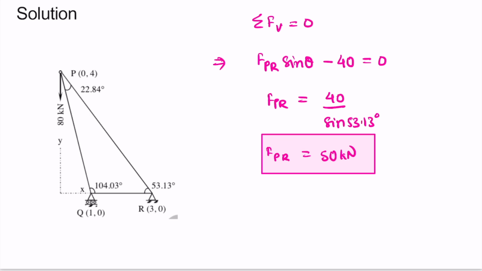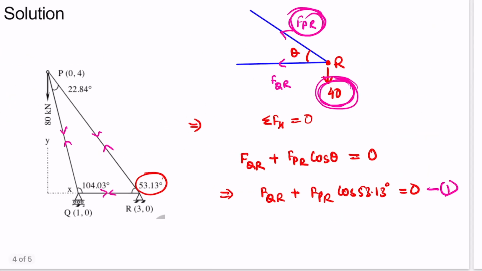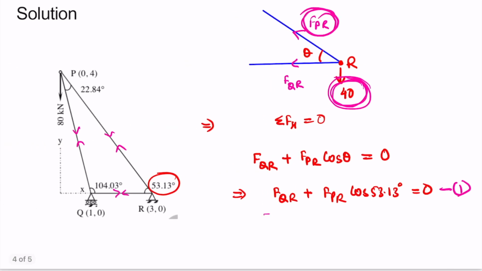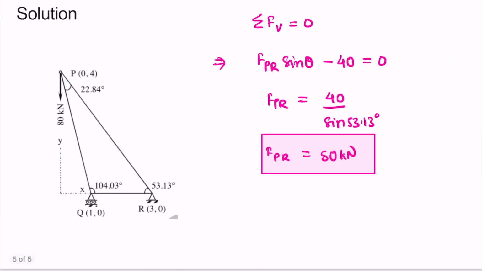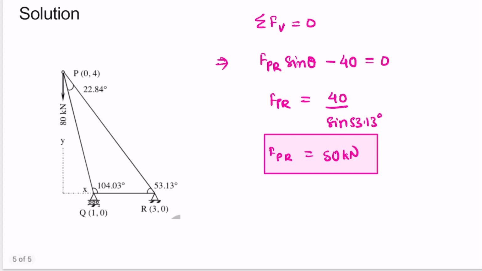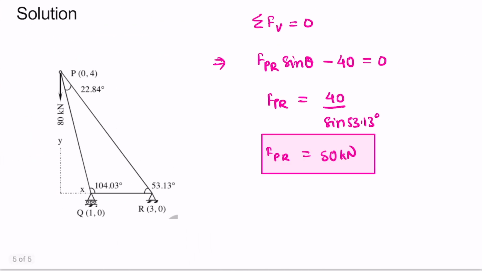Now we know FPR. So now we have to find FQR. We can use this equation 1. So from here we can get the value of FQR. So let's put the value of FPR in equation number 1. So from here we get the value of FQR as minus FPR cos 53.13 degrees. From here we get the value of FQR as minus 30 kilonewton.